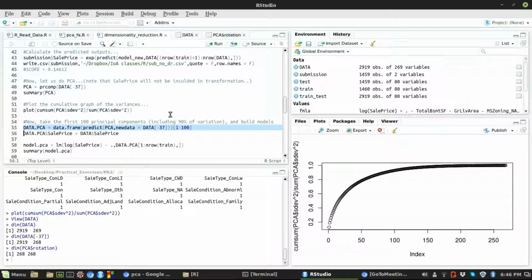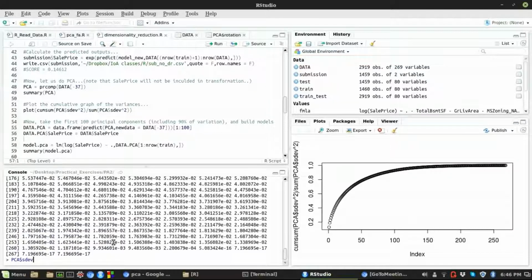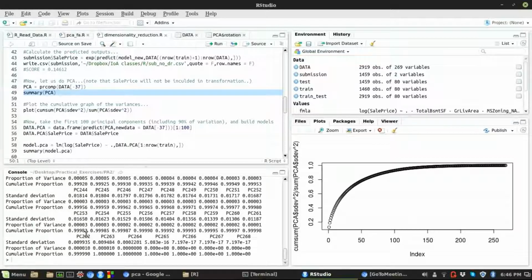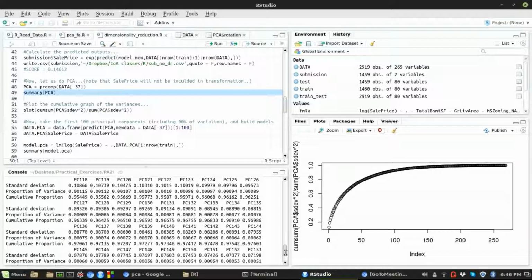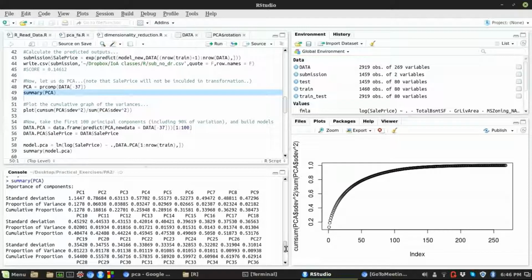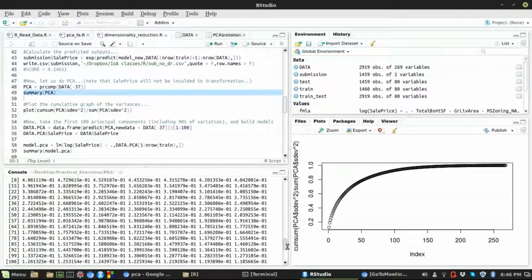It keeps about 90% of the variation. If you want to see how much of the variation is kept, you will be able to see it in the summary of PCA. That will tell you the cumulative proportion of the variance. It not only tells you the standard deviation of each one of the columns, but it also tells you the cumulative proportion of the variance. That is, how much of the variance you are keeping.